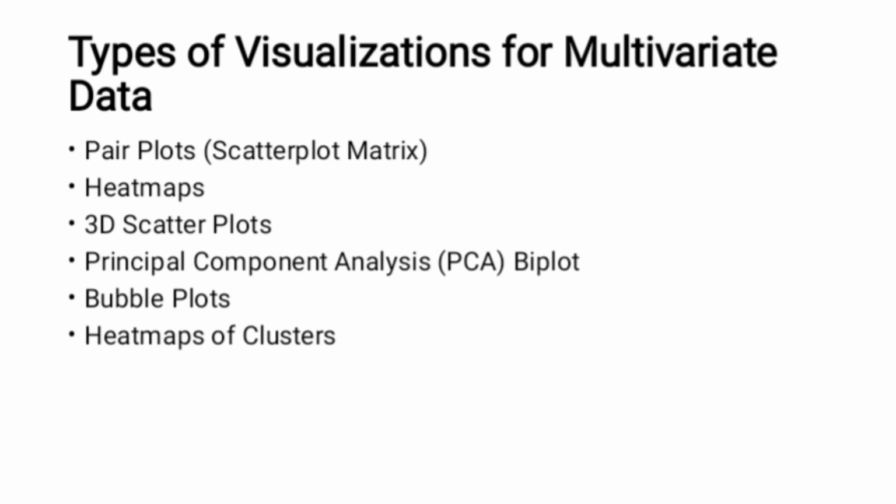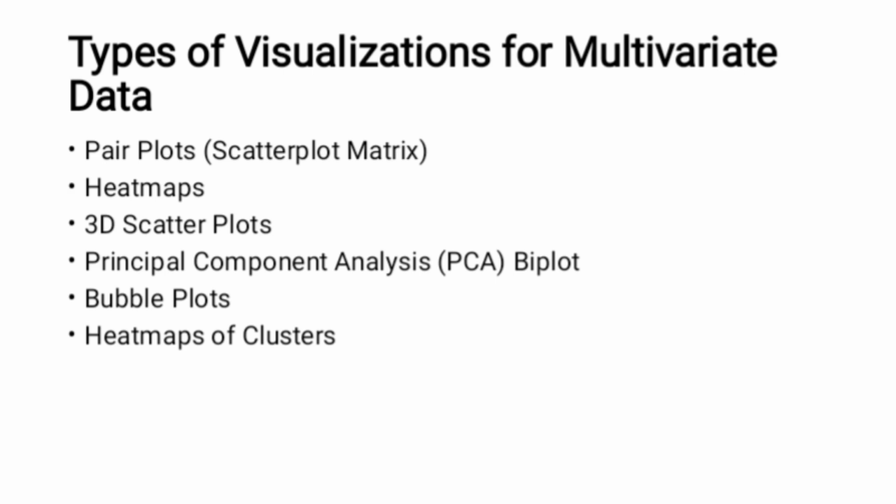Heat map. A heat map represents data in a matrix where values are encoded using colors. In a heat map, each cell represents the relationship between two variables and the color intensity indicates the strength of the relationship. The third type is 3D scatter plots.